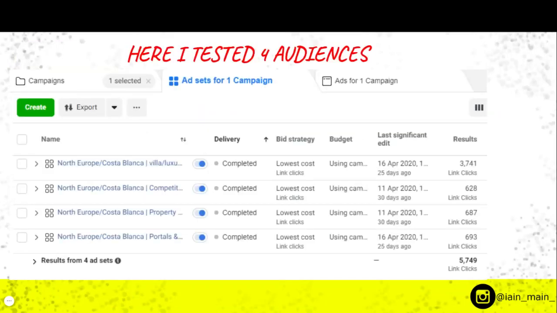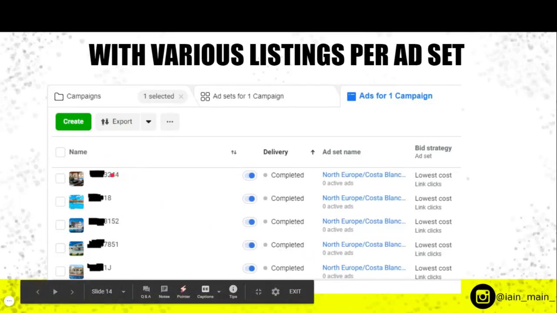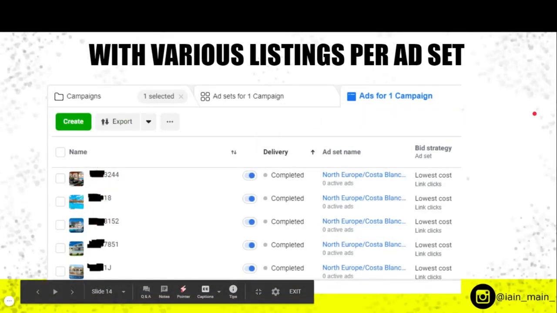So here I tested 4 audiences, not like the lead generation where I tested 6, and with various listings per audience. So the strategy here was just to send lots of traffic to the listings on the website, on the client's website. So each ad here is just a reference number, which was blacked out at request of the client.